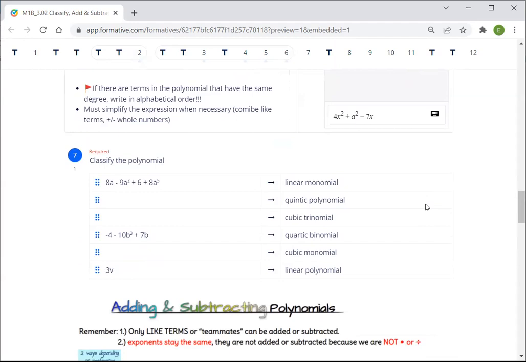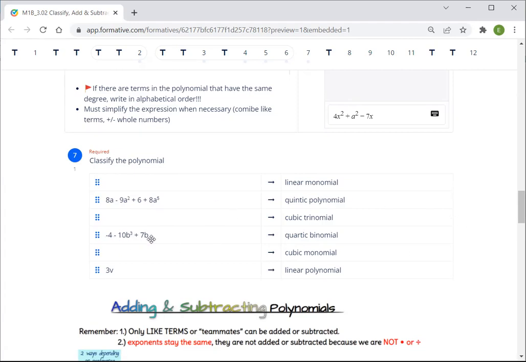Okay, looking at the next one, we want to classify the polynomials. First thing, all of the first names are based on the degree. So if we look at this first one, we want to look for the highest exponent. The highest exponent I see is a 5, so that means quintic. And the second part, polynomial, means it has more than 3 terms. And you can see here it has 1, 2, 3, 4 terms.